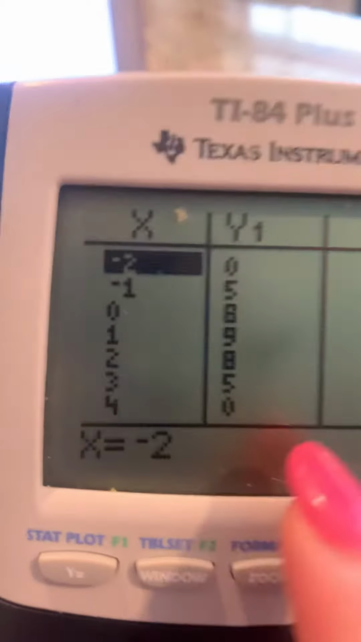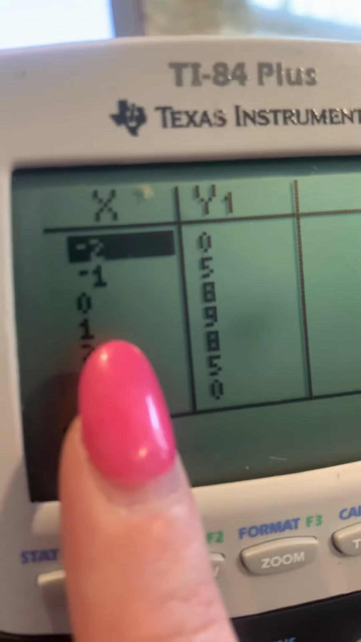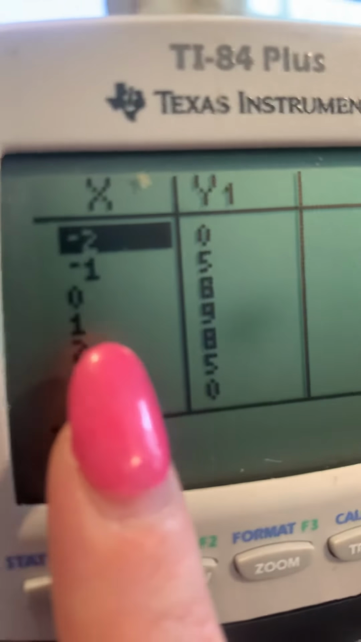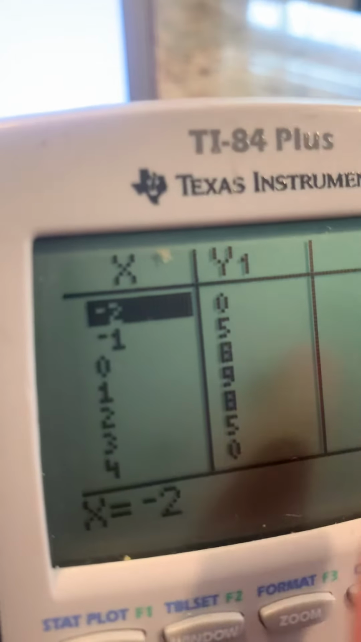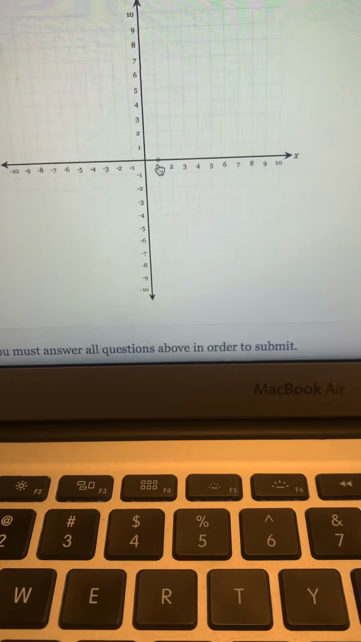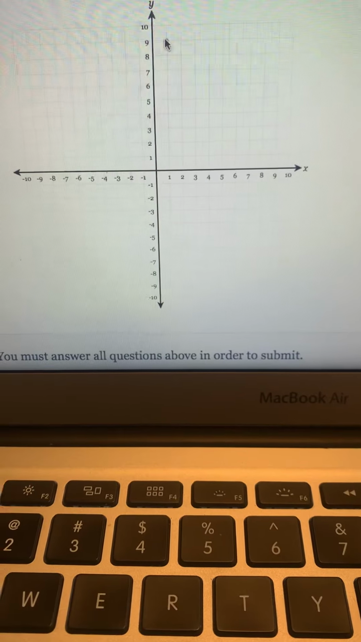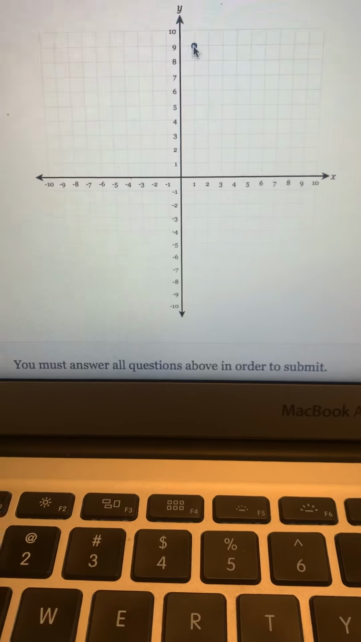That's how I know that the vertex is 1, 9, because the axis of symmetry is x equals 1. So the vertex point has to have an x-coordinate of 1. So 1, 9 would be the vertex. All right, so 1, 9 is the vertex. That's what I'm going to plot on here. I definitely have to plot the vertex and some other points. So 1, 9 would be here. I have to plot some other points too.